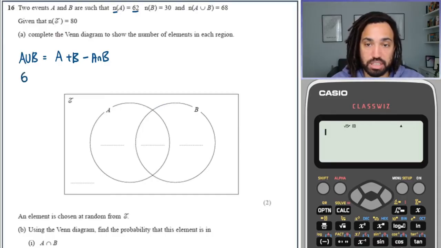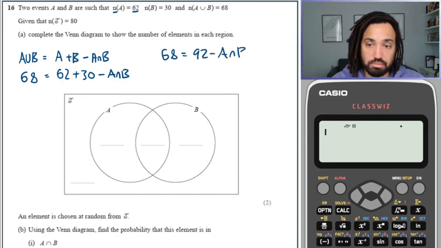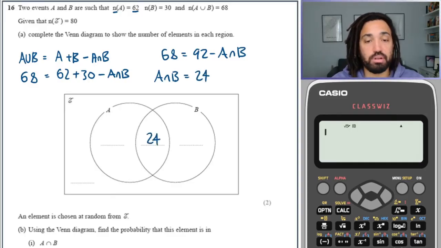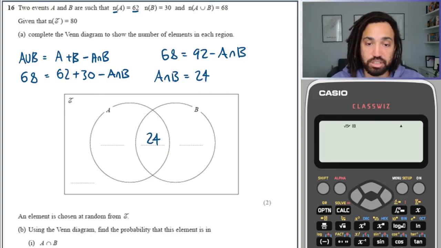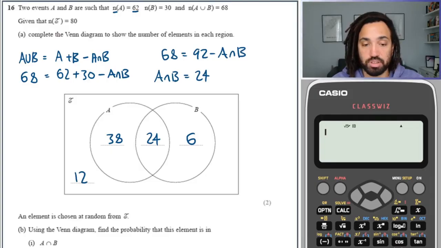so with that being said, we have 68 is equal to 62 plus 30 minus this middle part. So we can write this, and then we can rearrange that, so that is going to give me 24, which means 24 goes in the middle. So if 24 is in the middle and 62 is the whole of A, that means it needs another 38 in order to make 62 when you add it to 24. And over here, this part of B must be 6, because when you add it to 24 it makes 30. So that altogether makes 68, which means the outside must be 12, because 68 plus 12 gives you the 80, which is the overall.